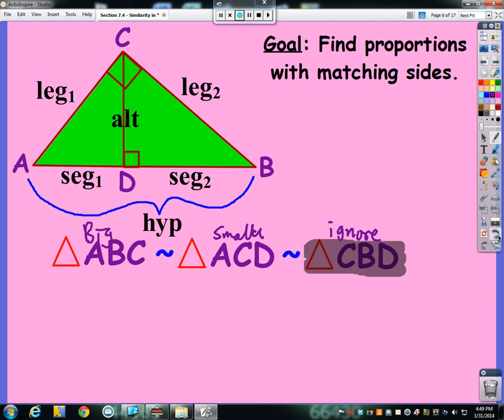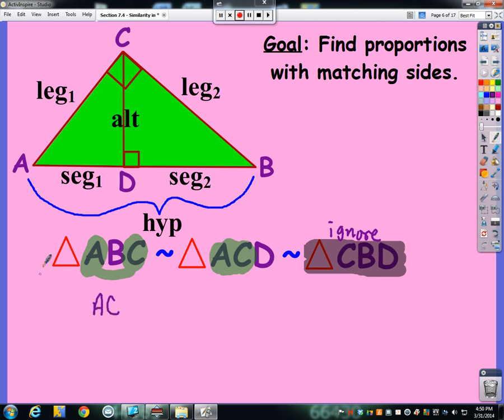The first thing I want to look for here is what side is in both ABC and ACD. All you really have to do to figure that out is ask, what 2 letters are the same? Well, there's an AC in here, and there's an AC in here. But notice they're not corresponding sides. A and C is the first and last letter of this triangle, but it's not the first and last letter of this triangle.